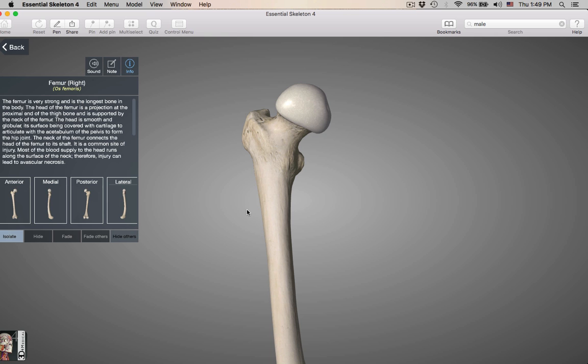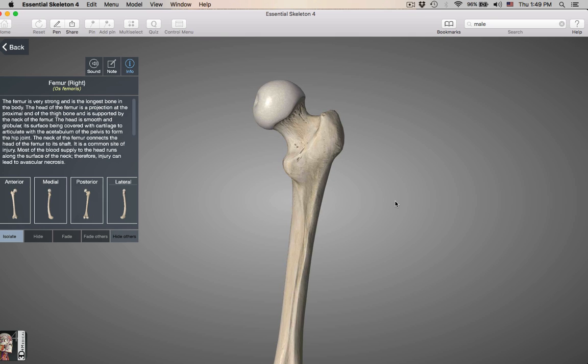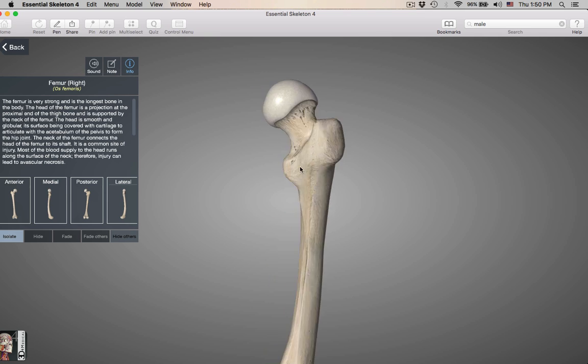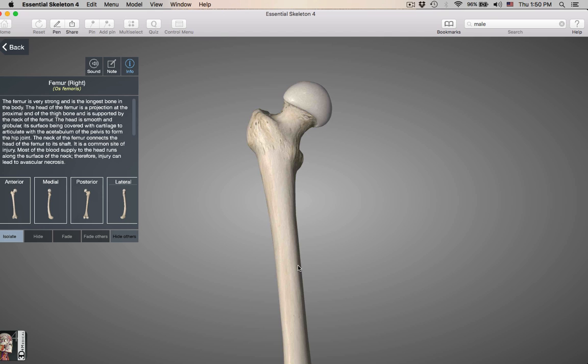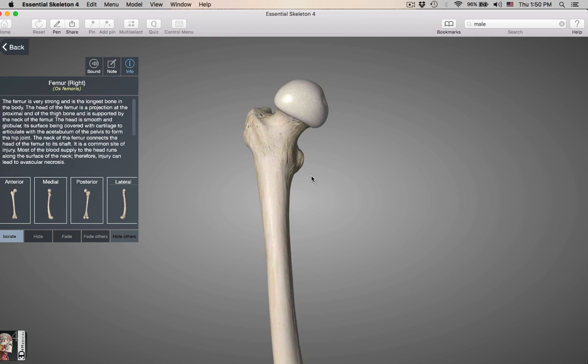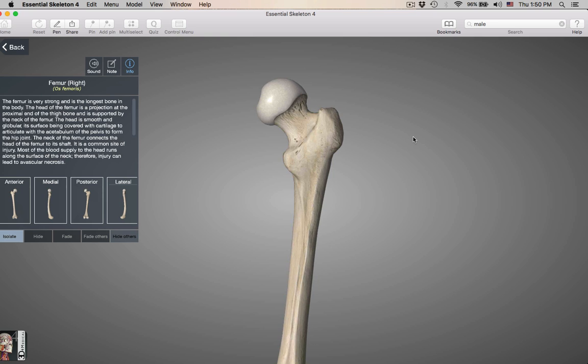And then we have the greater and lesser trochanters. Now trochanters are huge. They're going to be attachment sites for some pretty powerful muscles of your lower limb. So the greater trochanter is this guy. The lesser trochanter is this guy. So on the front part you can see the greater trochanter and the lesser trochanter down here. Greater and lesser trochanters, those are huge.